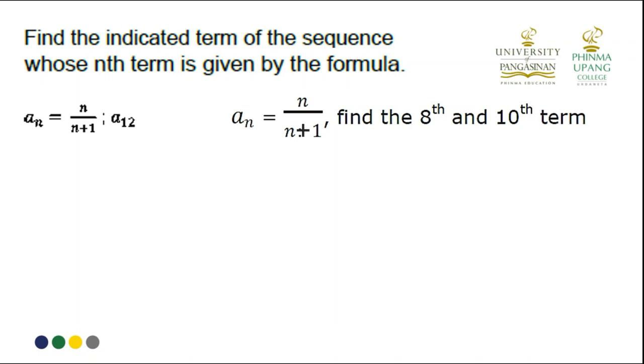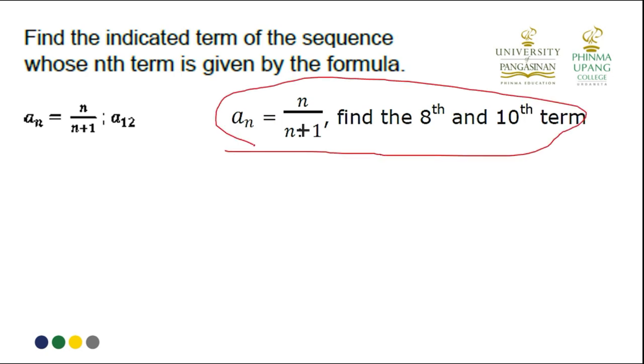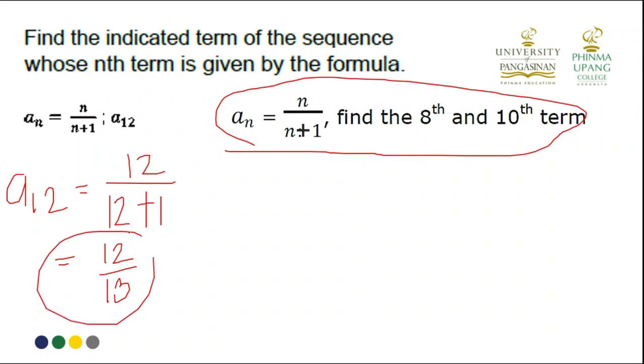Find the indicated term of the sequence whose nth term is given by the formula. We have number 1, a sub 12. So a sub 12 is equivalent to 12 all over 12 plus 1. So the answer here is 12 over 13 po. Okay, as simple as that.